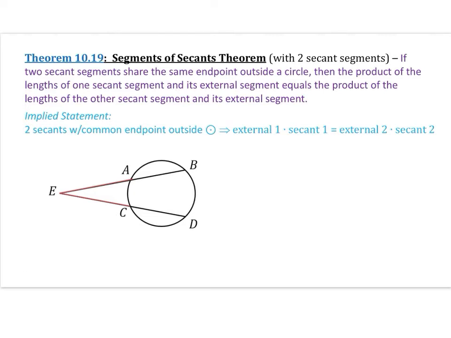So there's lots of vocabulary words that we just wrote down within this theorem. In short, if you have two secants with a common endpoint outside the circle, this implies that external piece 1 times secant piece 1 equals external 2 times secant 2. So remember, your external piece is right out here, and then the full length of the secant would be from E to B. And then your external for the second secant is out here, and then the full length is from E to D. So when you multiply those two parts for each secant, set them equal to each other, that's the equation you would set up.